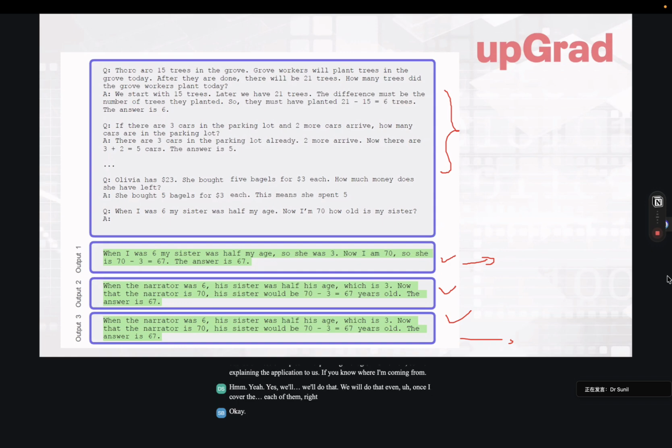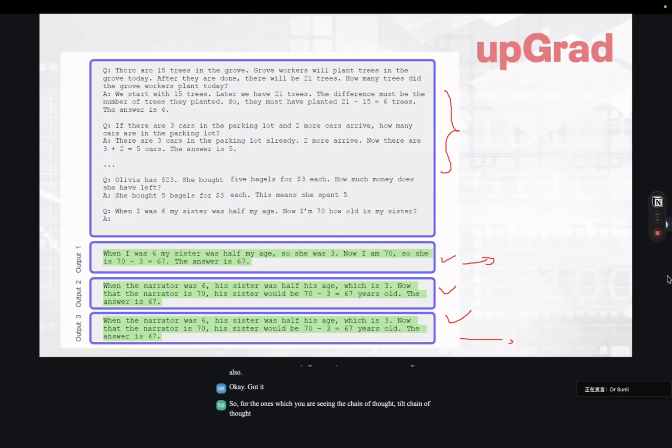Right now, let me cover it right now also. Got it. Thanks. So for the ones you are seeing, till chain of thought, the one good combination I already told you, if you want me to pick which is more practically useful, is few-shot combined with chain of thought.